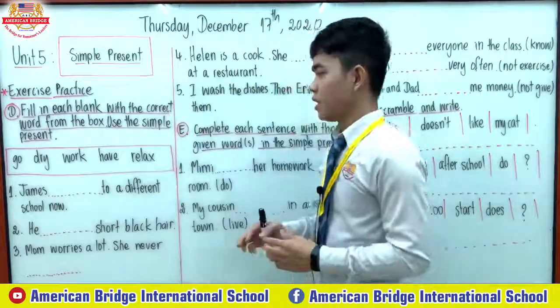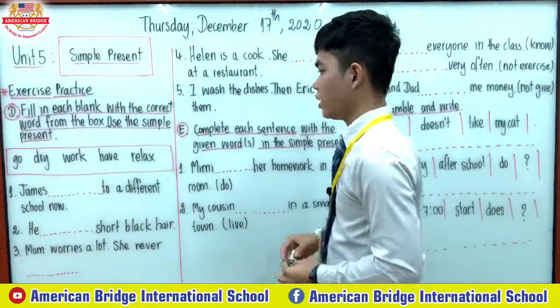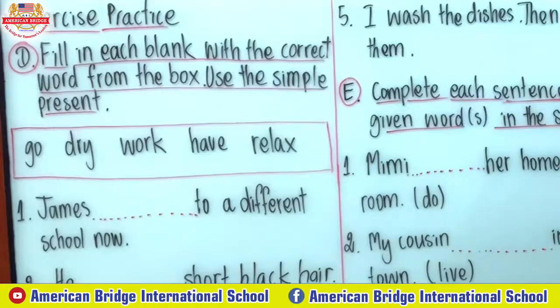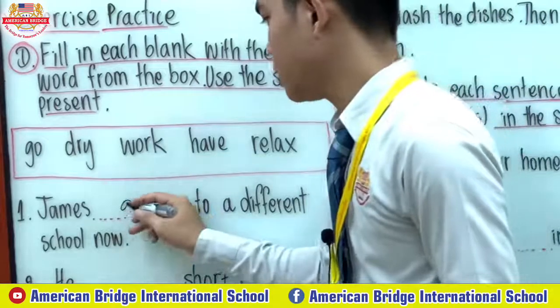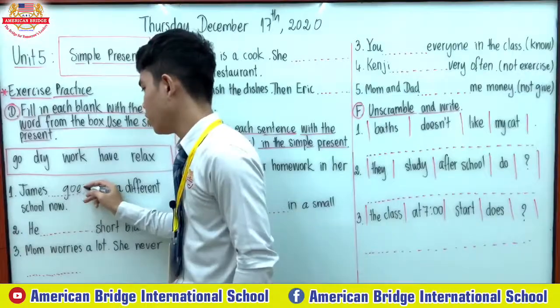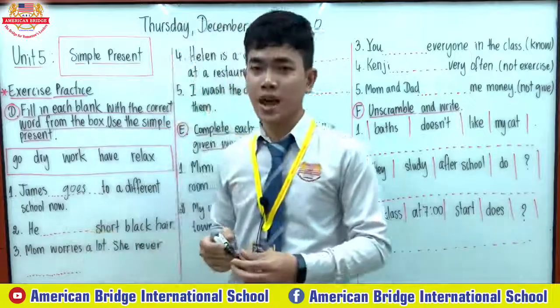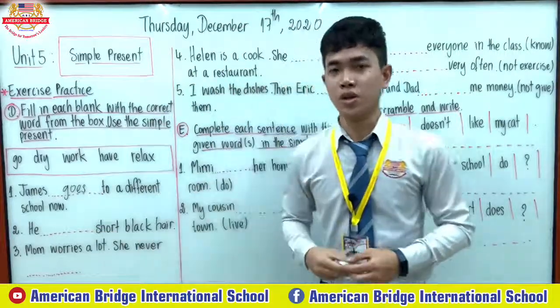Okay, let's start with number one: James to a different school right now. Which word, everyone, should be the correct one for sentence number one? James goes. Yeah, the word goes. Here you have to add es. It is called an irregular verb.